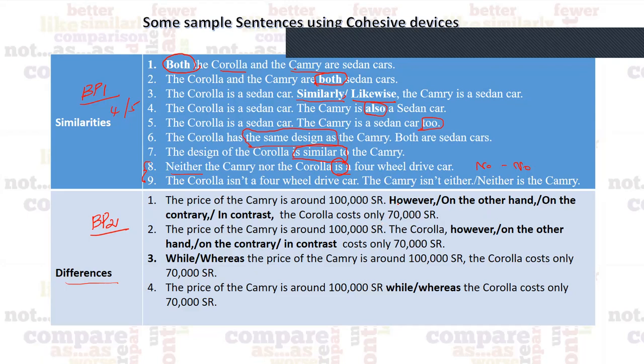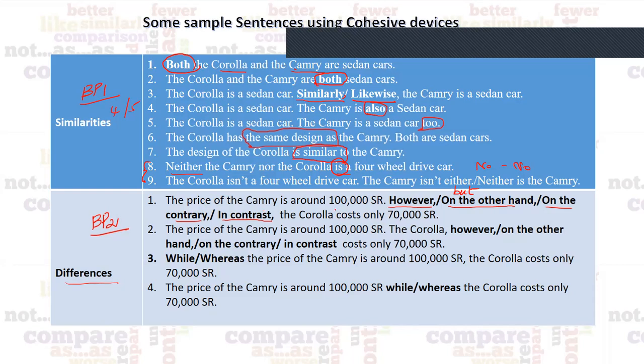What are the opposites? However, on the other hand, on the contrary, in contrast, all of them have the same meaning and same usage. What are the meanings? It just means but, only. But we use different terms so that we show the essay in a different style. How do we write it?